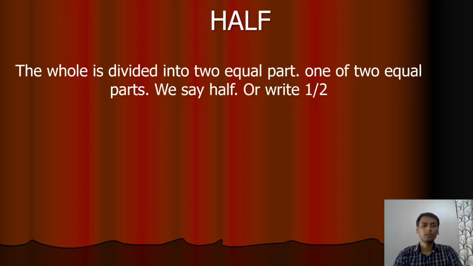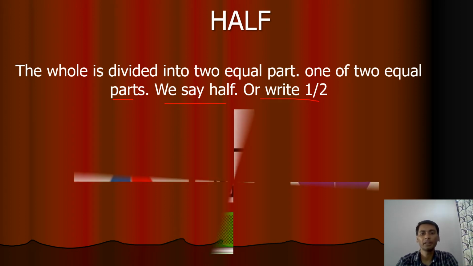Now we will learn about half. What is half? When the whole is divided into two equal parts. If you have a thing or any object which is divided into two equal parts, the one part out of two equal parts we say is the half. If that is divided into two equal parts and we want to say the fraction for one part, we will say half. It is the half of this whole, and we will write 1 by 2.